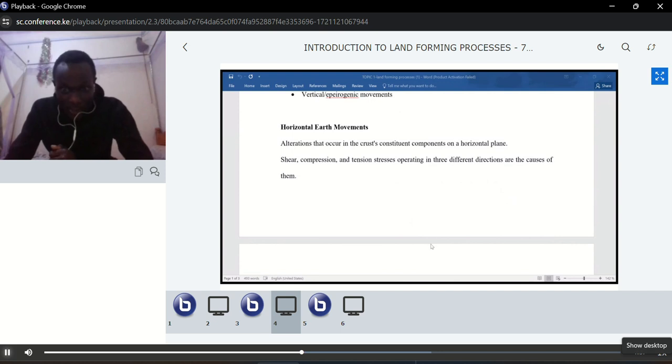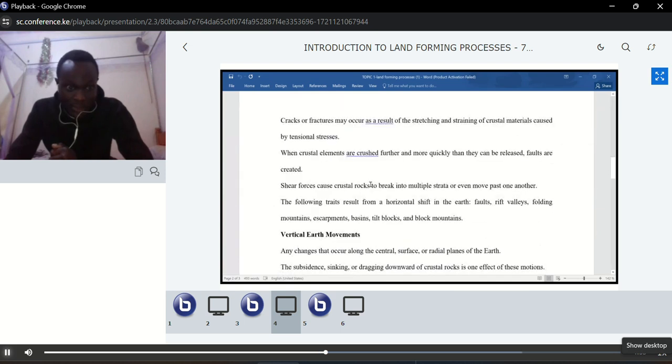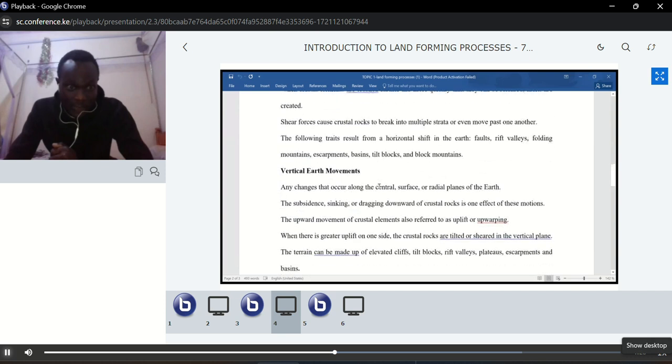Alterations that occur in the crust's constituent components on a horizontal plane, that is shear, compression, and tensional stress operating in three different directions, are the causes of them. Cracks or fractures may occur as a result of the stretching and straining of crustal materials caused by tensional stresses. And when these crustal elements are crushed further and more quickly than they can be released, faults are created. Shear forces cause crustal rock to break into multiple strata or even move past one another.